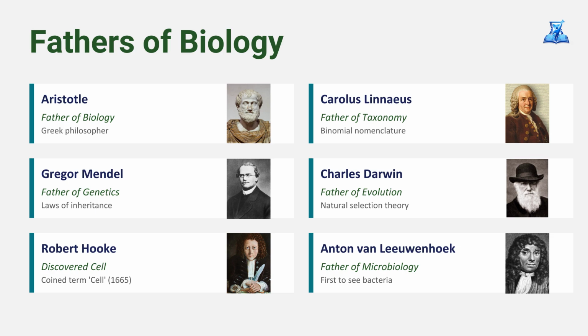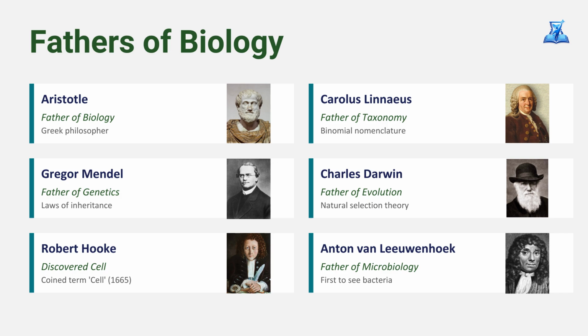Now, when we talk about evolution, Charles Darwin is the key figure. He's known as the father of evolution because of his theory of natural selection. This idea revolutionized how we understand the development of species over time. In genetics, Gregor Mendel is recognized as the father of genetics. His experiments with pea plants uncovered the laws of inheritance, helping us understand how traits are passed from one generation to the next.